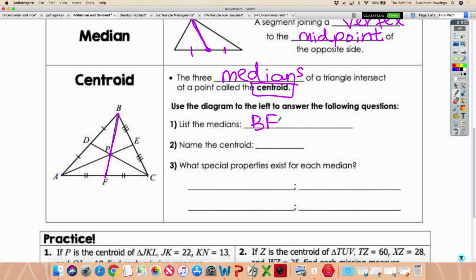What did I forget to draw or write? What do I need? The little line on top, good. So my next one would be from A to where? E. And then from C to D. Doesn't matter which one. Nope, we could have done D to C, but good question. Just get used to doing it from the vertex to the midpoint. It'll help you remember the vocab. What's my centroid? Point P, that's the point of intersection.